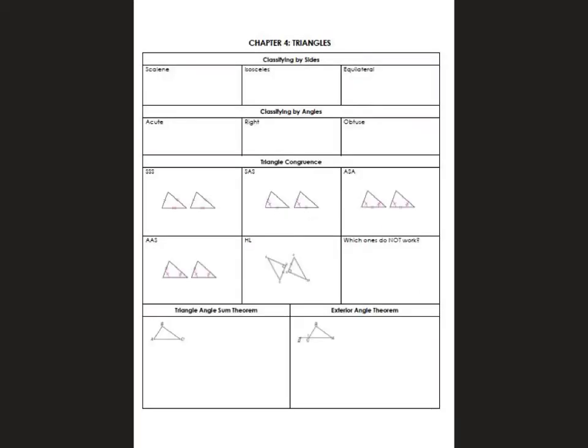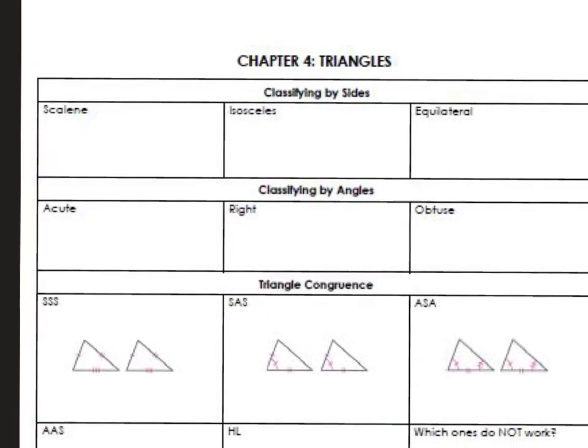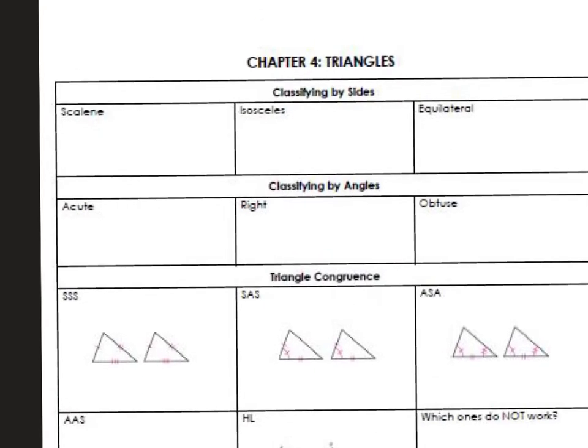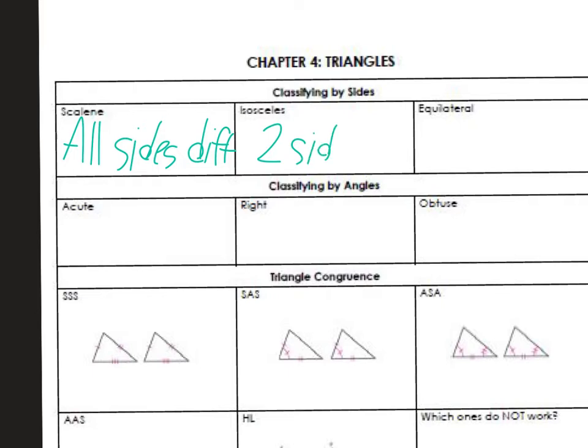All right, triangles. Triangles can be classified by sides and by angles. By sides, scalene: all sides are different. Isosceles: two sides are equal. Equilateral: all sides are equal.